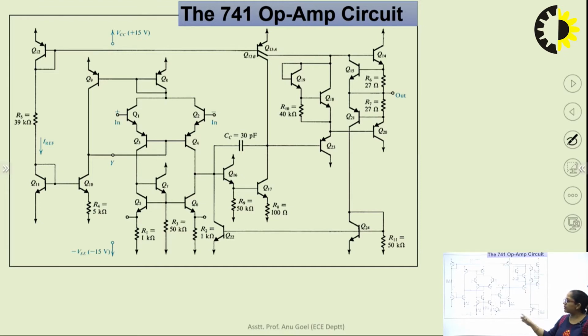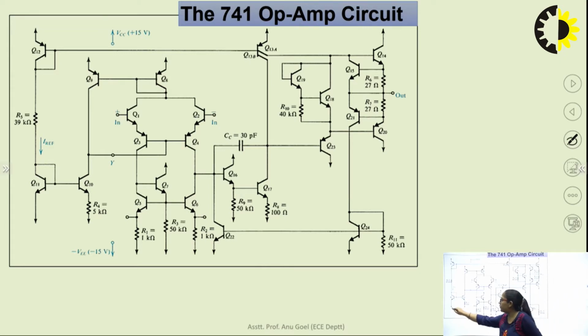categories or divisions of this complete internal architecture of op-amp IC 741, we have 3 main stages, that is input stage, second stage, and the output stage. Let's have a look at which part of this circuit constitutes which stage.